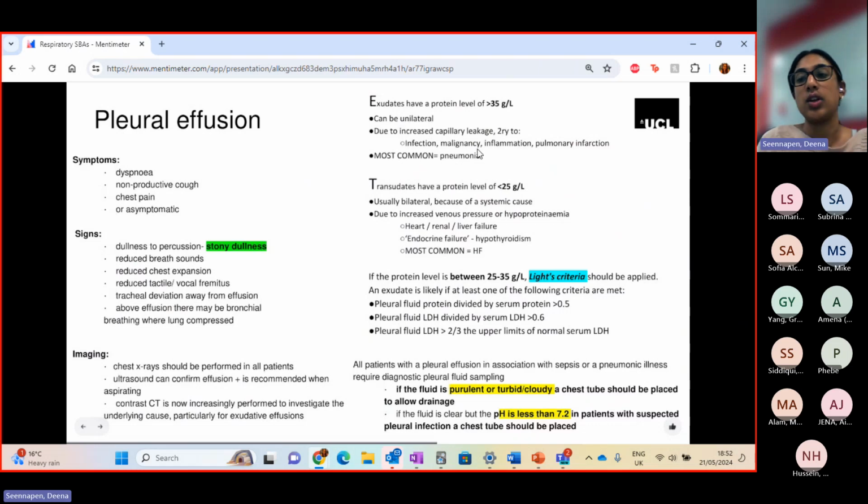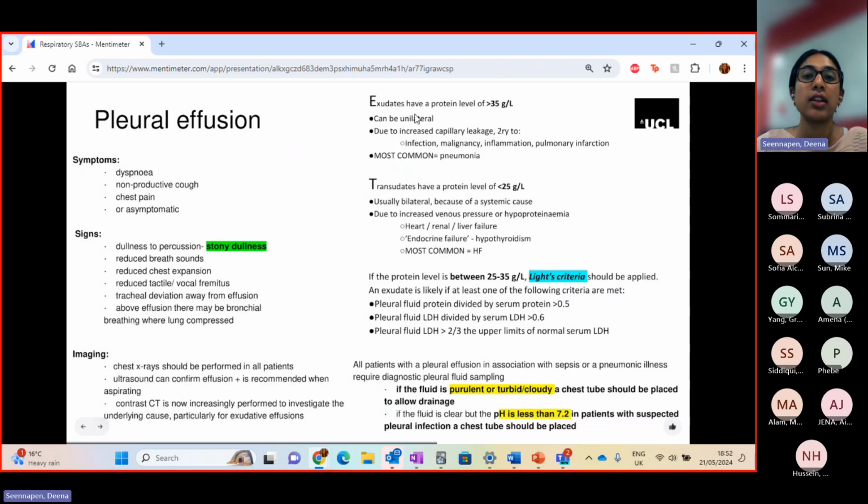So when you're thinking of exudates, it's this fluid buildup because of tissue leakage, so due to some kind of inflammation or local cellular damage. So that's why you have malignancy, infection, inflammation. And then with your transudates, you're thinking of a systemic condition that alters the pressure in the blood vessels. So then you're more likely to think of some kind of organ failure, endocrine failure like hypothyroidism, and most commonly seen in heart failure.